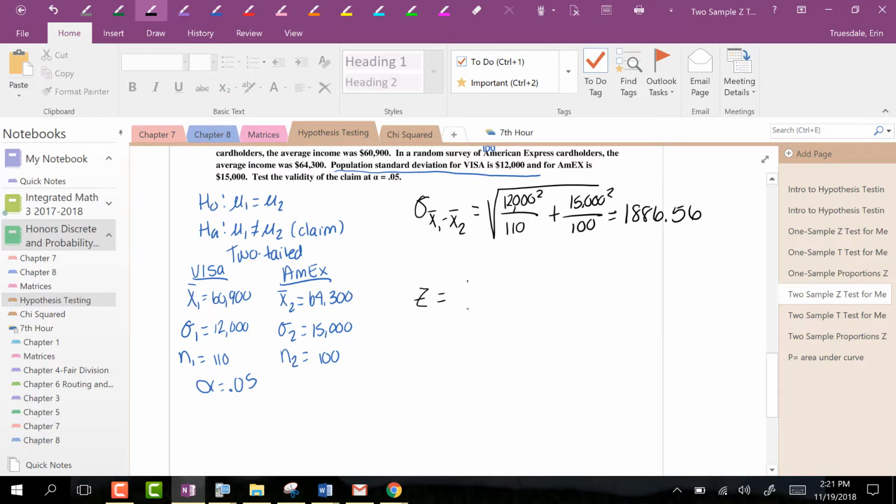So 60,900 minus 64,300 minus 0. We're going to assume that the difference in the population means is 0, divided by that standard deviation. Okay, so go ahead and do that.